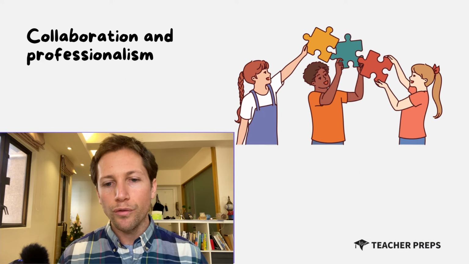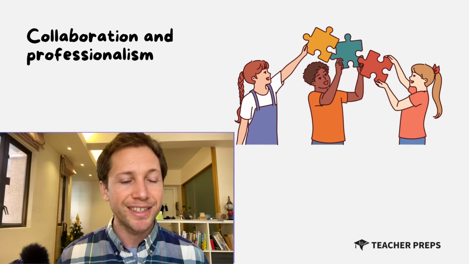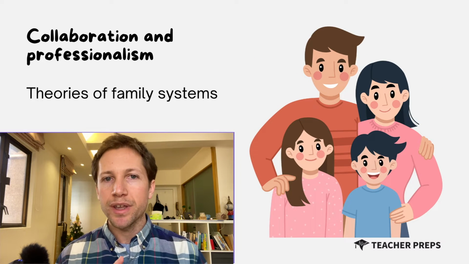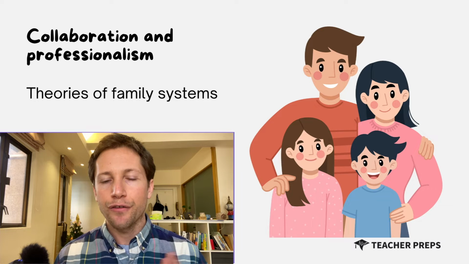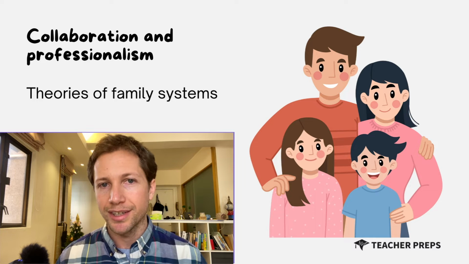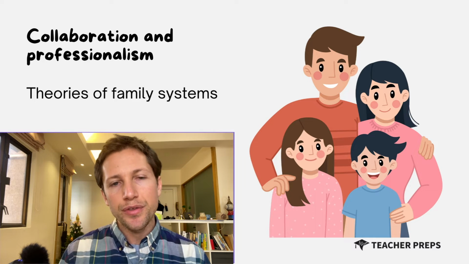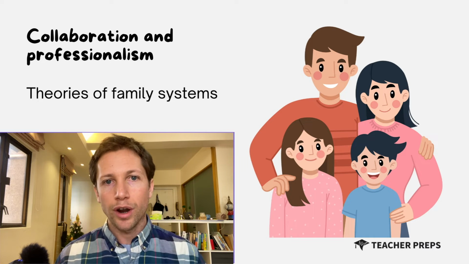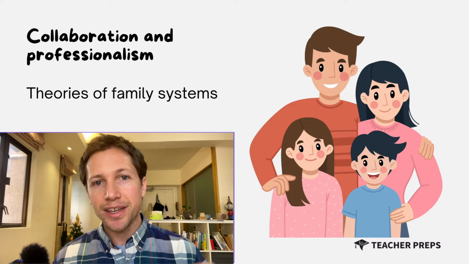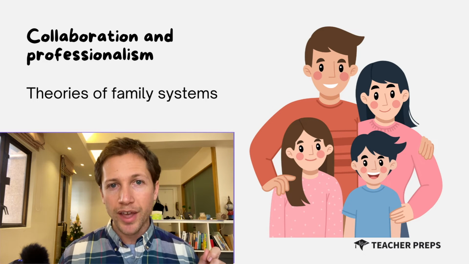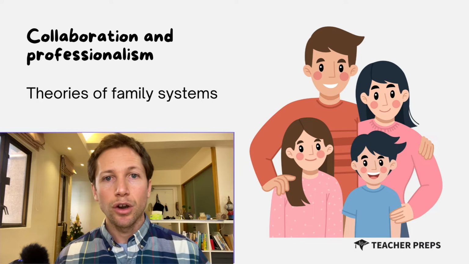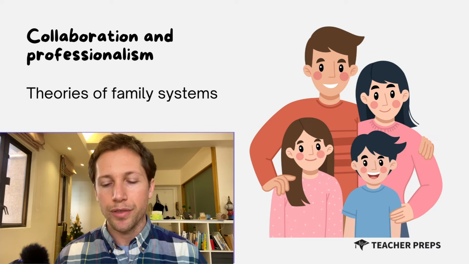Next, we'll move on to sub-area number 2, collaboration and professionalism. In this section, you're going to want to be very familiar with the theory of family systems and its effect on our students' developmental process. Remember that this theory thinks of a family as a web, and anytime an element, a character, or a person is put inside that web or taken out of that web, our students' developmental learning is either positively or negatively affected. So know that theory as well.